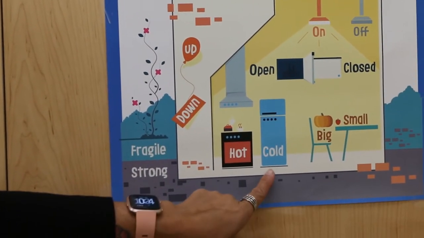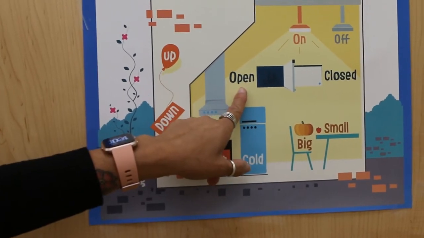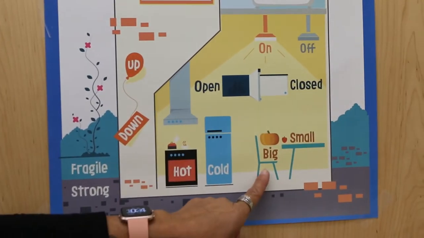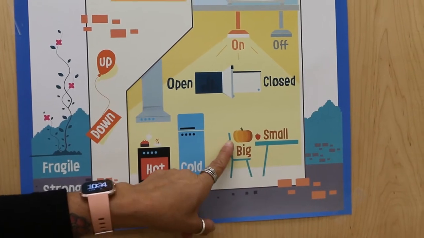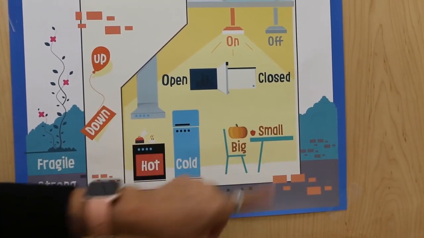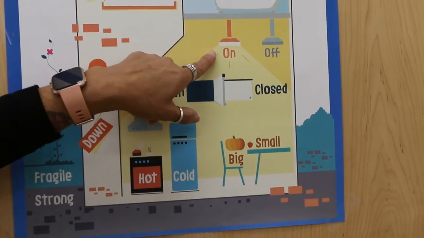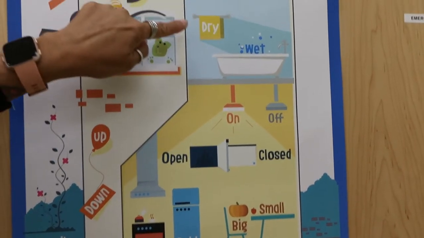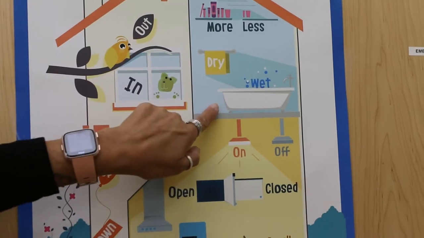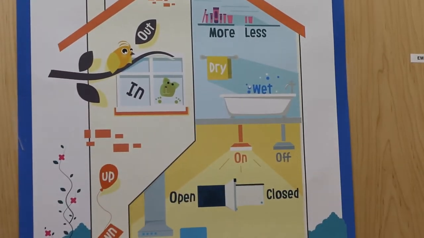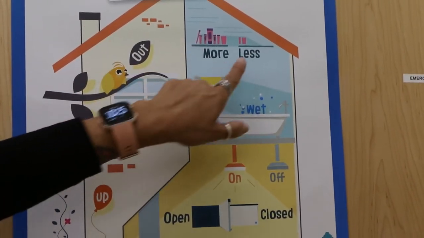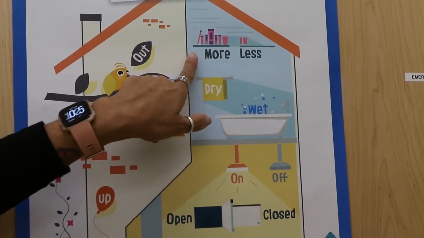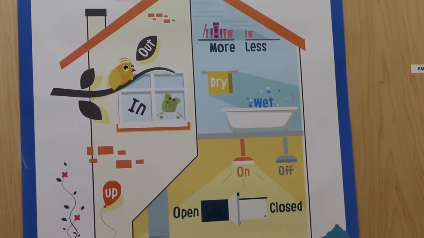Hot and cold. Open and closed. Big and small, like a pumpkin being big and the apple is small. On and off, the light is off, the light is on. Dry is the towel, and wet would be the water in the bathtub. More and less. There's less items, there's more items over here.